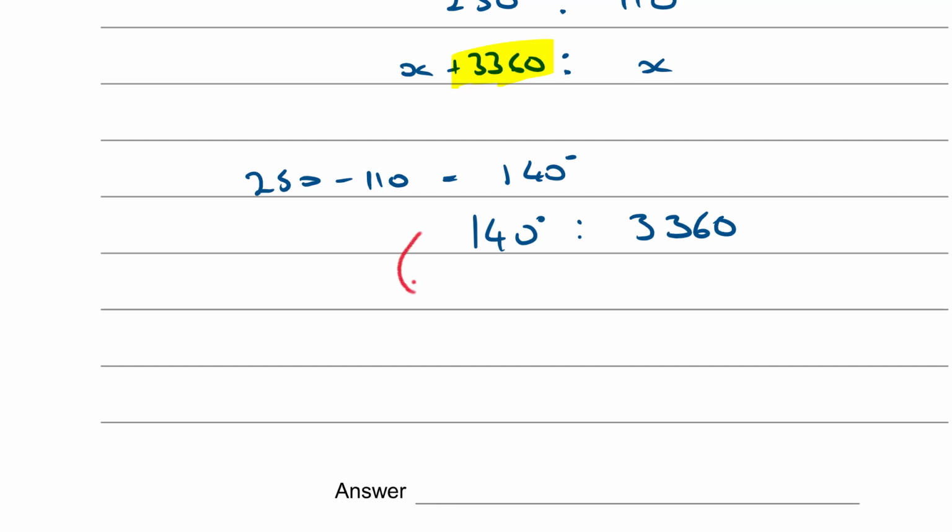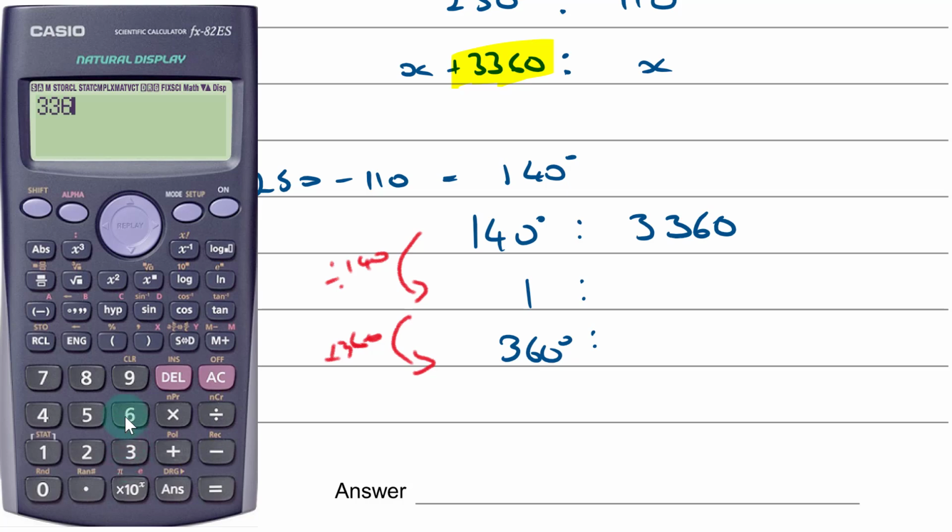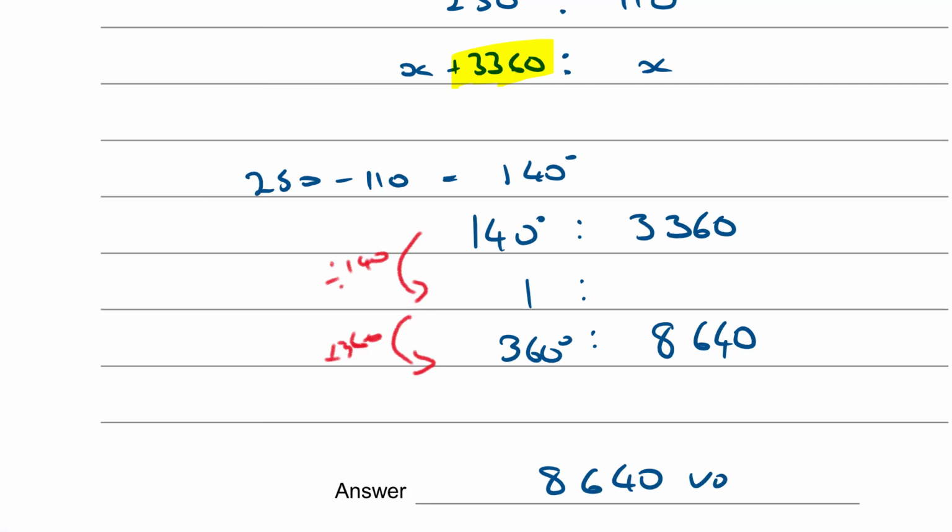So I'm going to use a method known as the unitary method, or going via 1. If I divide this by 140, I will then find out how many people are represented by 1 degree, and then if I times that by 360, I'll know how many people are represented by 360 degrees. So let's do that then. 3360 divided by 140 times by 360 gives me an answer of 8,640. So there are 8,640 voters altogether. Okay, we've got there in the end.